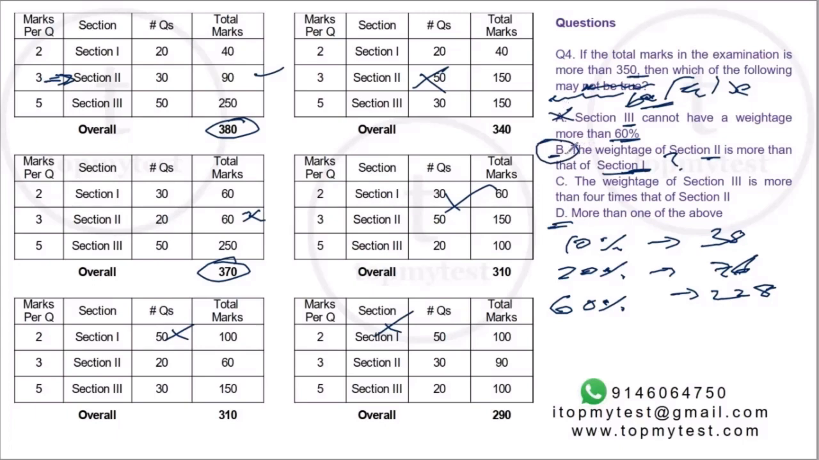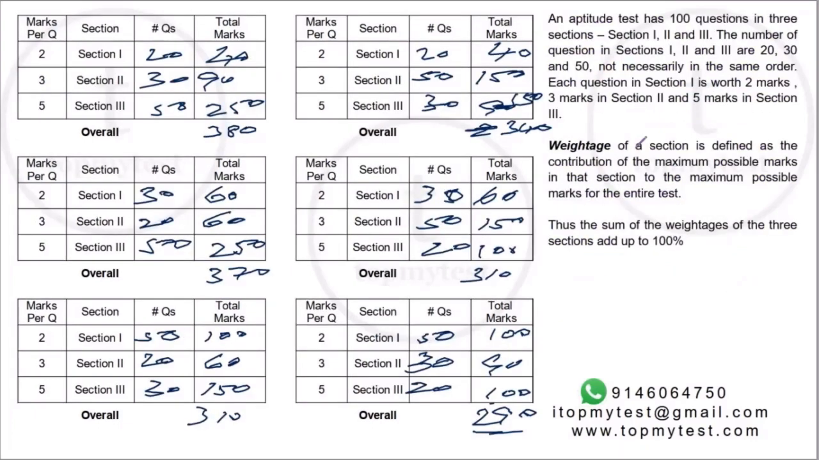Right, so both A and B can be false. A is always false, B might be false. I don't even need to check C because "more than one of the above" is good enough. Right, so option D I can directly mark. This is a wonderful question.